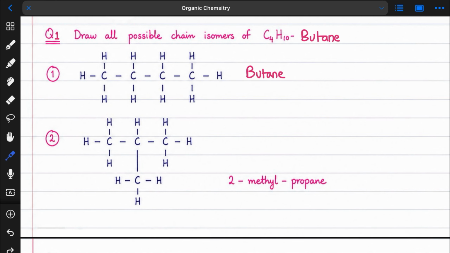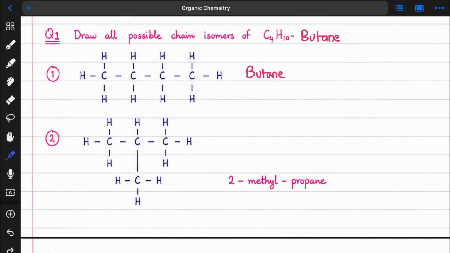Now let's have a look at our example of butane. The question is asking us to draw all the possible chain isomers of butane. So right here we have only 2 chain isomers. The first structure is of the normal butane with a single straight chain. But the second structure is of the rearranged form in which we have created a branch. And it is called 2-methylpropane.